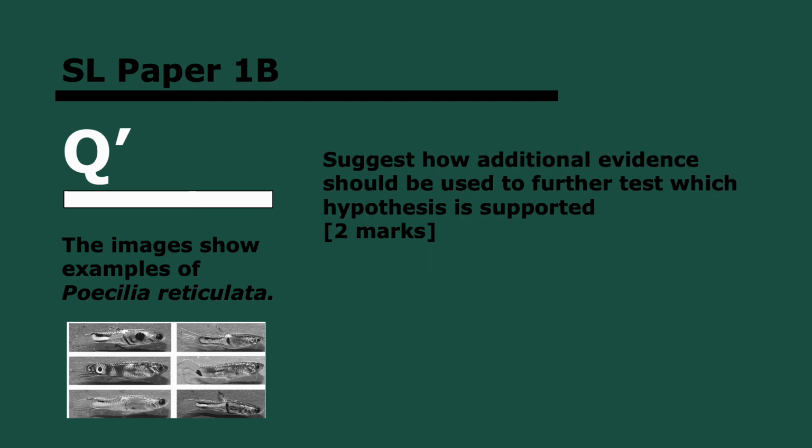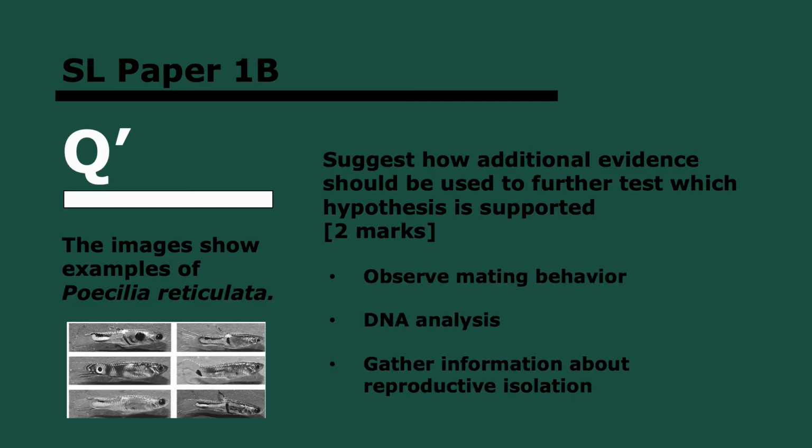The next one, again with the image, is to suggest how additional evidence should be used to further test which hypothesis is supported. Now, this is where you have to remember the current definition of species and what we do to classify organisms into different species. So take a second to think, and in 1, 2, and 3. So remember, we define species as being able to interbreed with one another, right? The organisms need to be able to interbreed and produce fertile offspring.